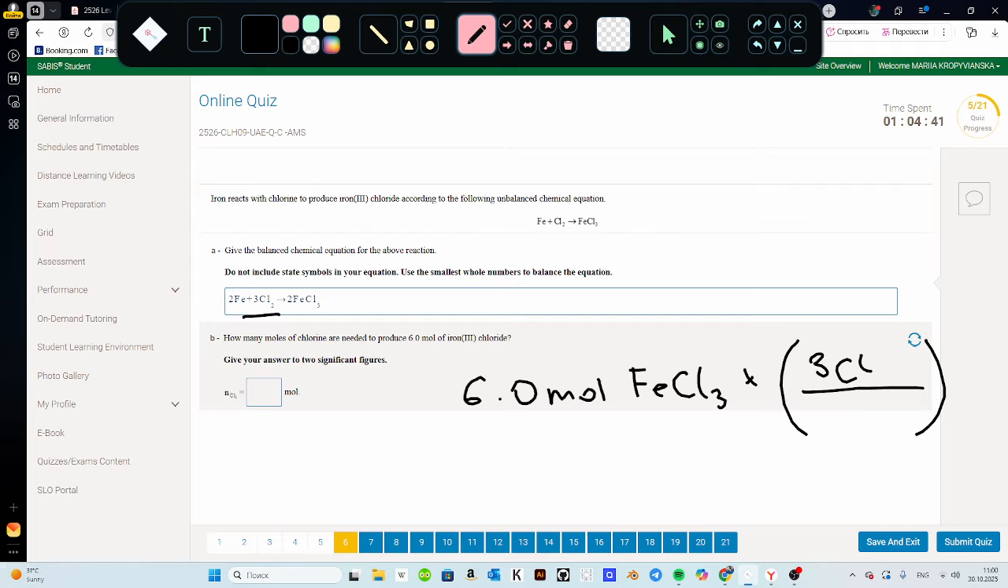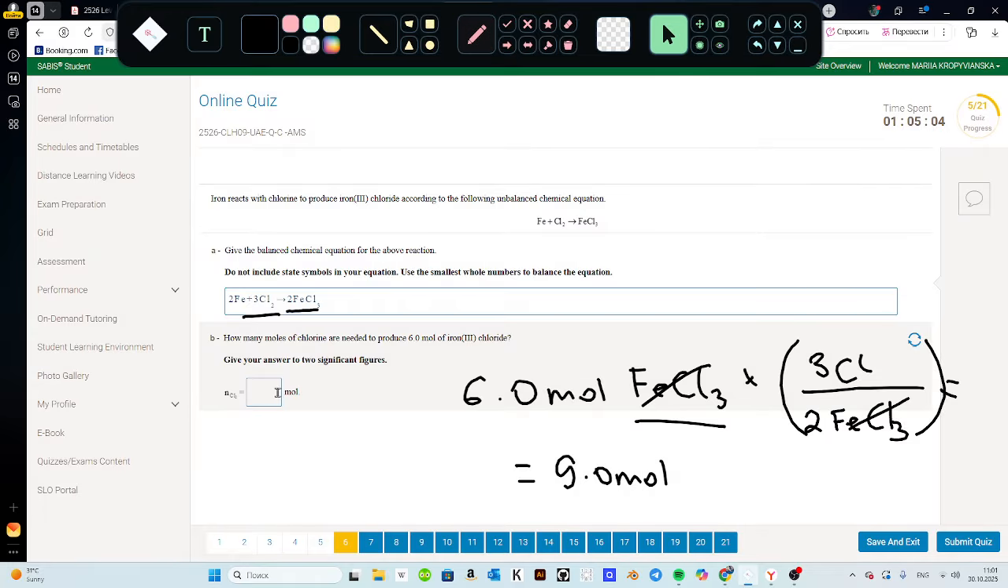So iron trichloride is given, we need to put the 2 iron trichloride to the bottom. Cancel out the trichloride. Now we're left with basic math. You use your calculator, and you're left with 9.0 moles of Cl2.